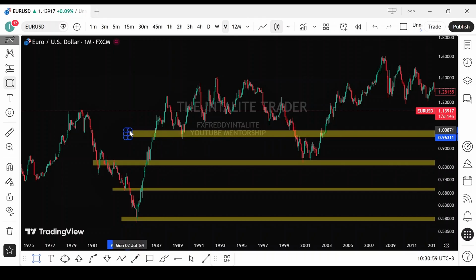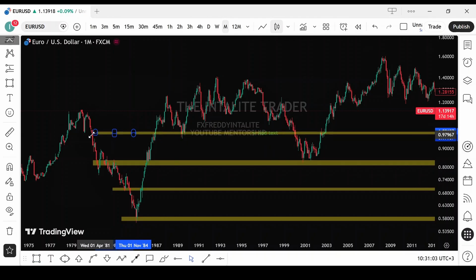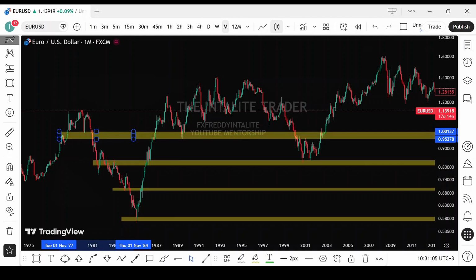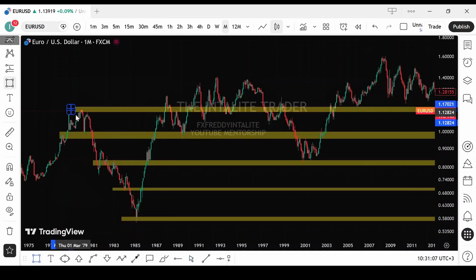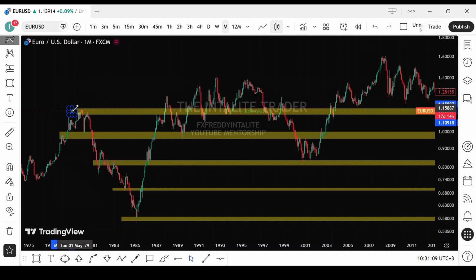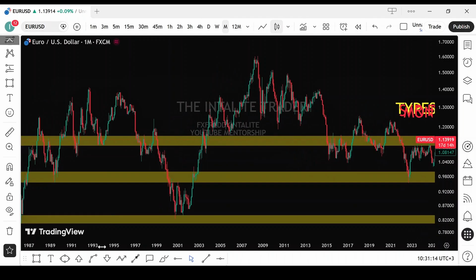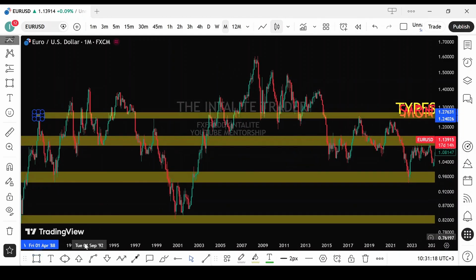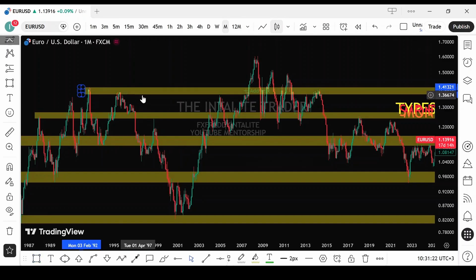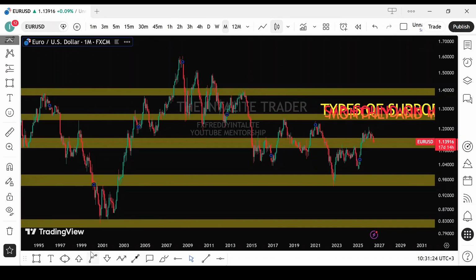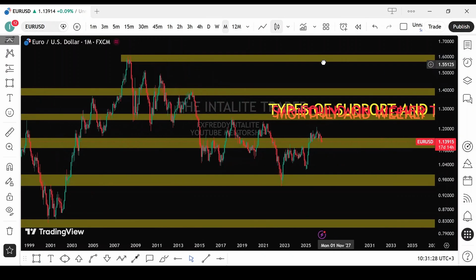The same thing applies to this. This is where price reacted on the monthly. If we want, we can extend it this side. Then we also have this level. Price reacted to the level on the monthly time frame. Then we also have this one, and this one, and this one, all on the monthly time frame.